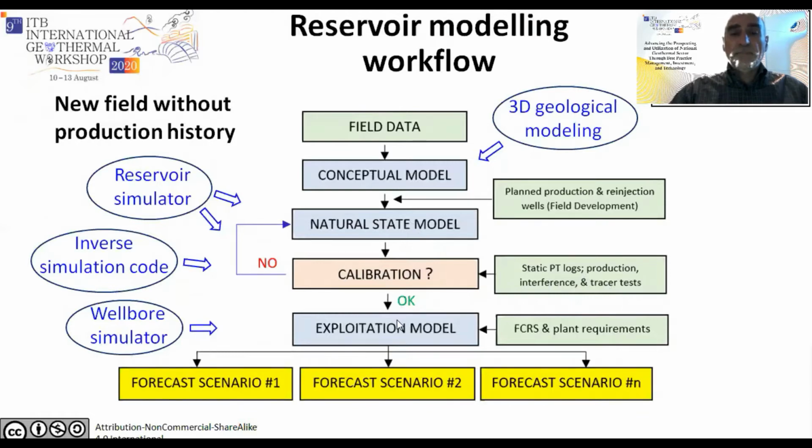Once the model is calibrated, we build the exploitation model considering the requirements for the fluid collection and injection system and the plant requirements. How much steam can we produce? Then, once the exploitation model is ready, we can simulate forecast scenarios. So we need a reservoir simulator, inverse simulation capabilities, which can be integrated into the reservoir simulator, and wellbore simulator and simulation capabilities for the exploitation model. They can also be integrated into the reservoir simulator.